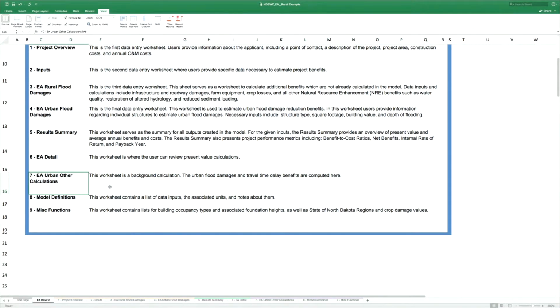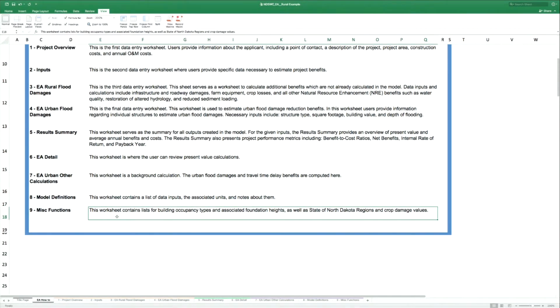There are some background calculations shown in the urban other calculations. If you want to look at how the model is calculating transportation damages, that's a place you can look. We have a model definitions page that shows you some of the inputs and associated units, and then there's a miscellaneous functions worksheet. But where you'll be primarily concerned are sheets 1 through 4 for inputting the data, and then 5 and 6 for actually reviewing the results.